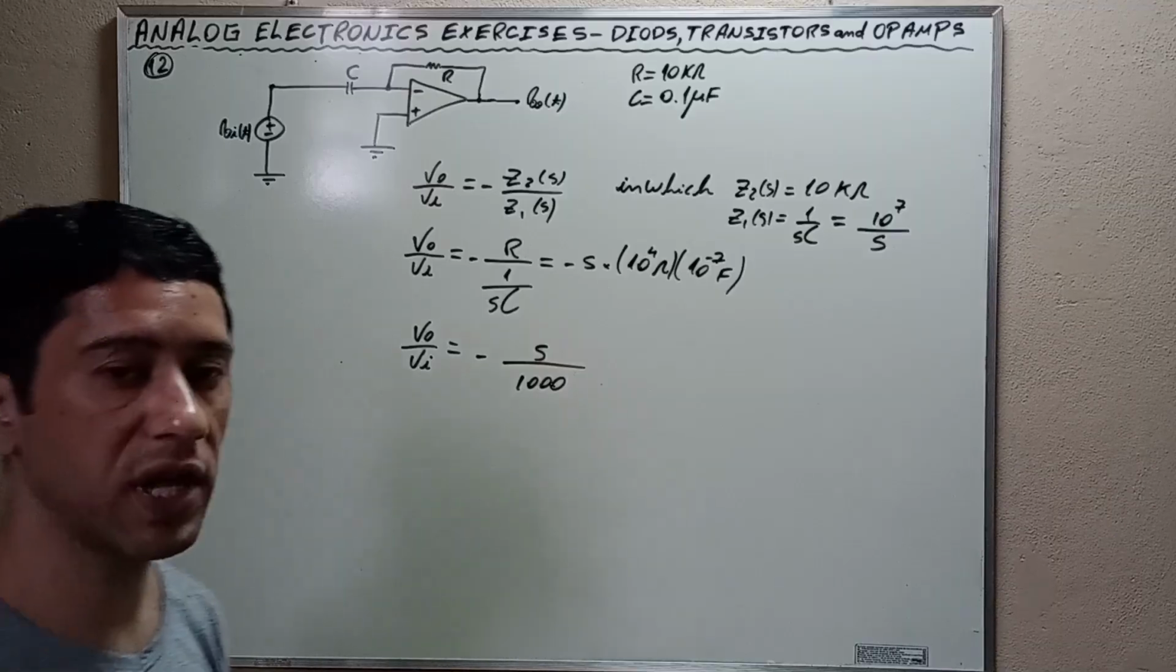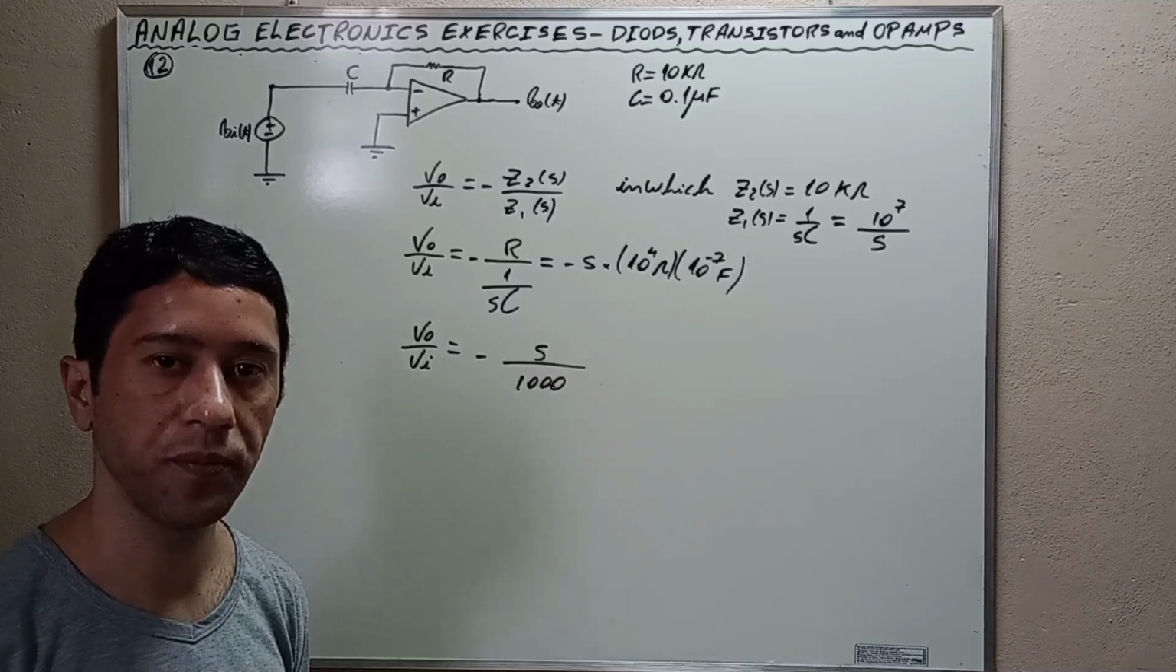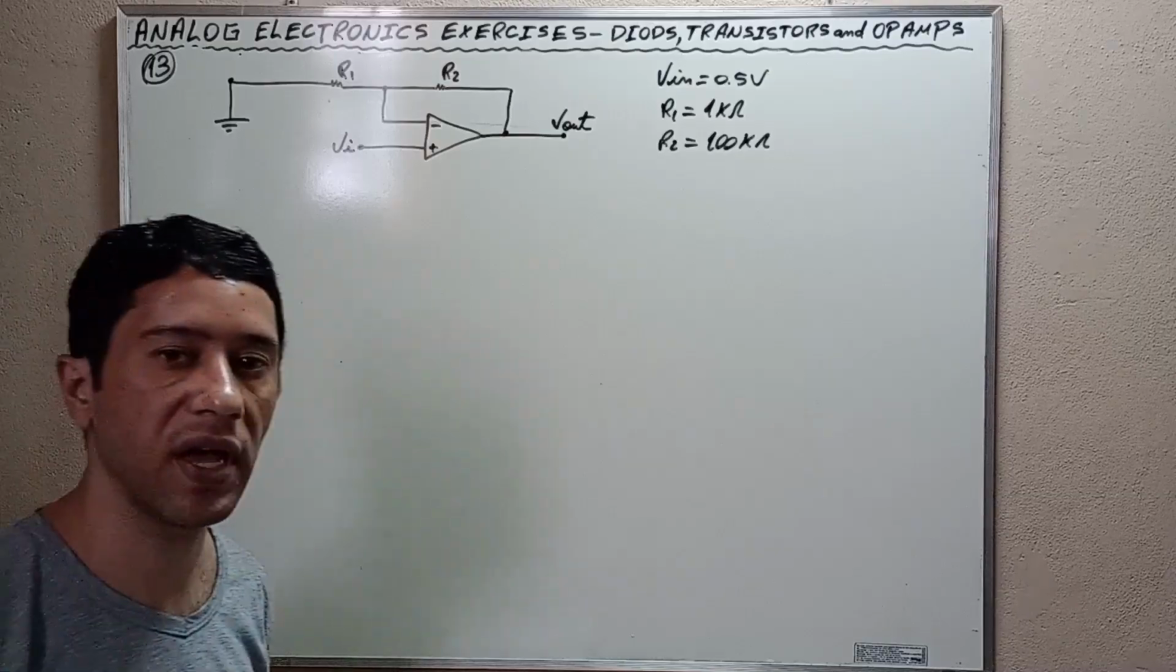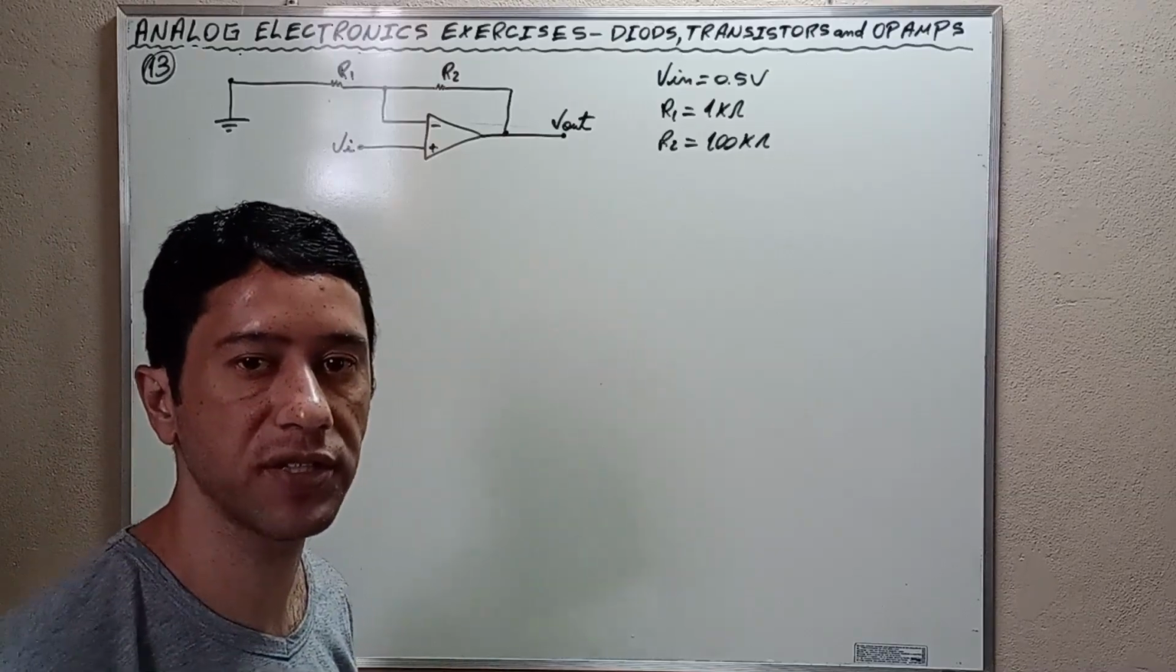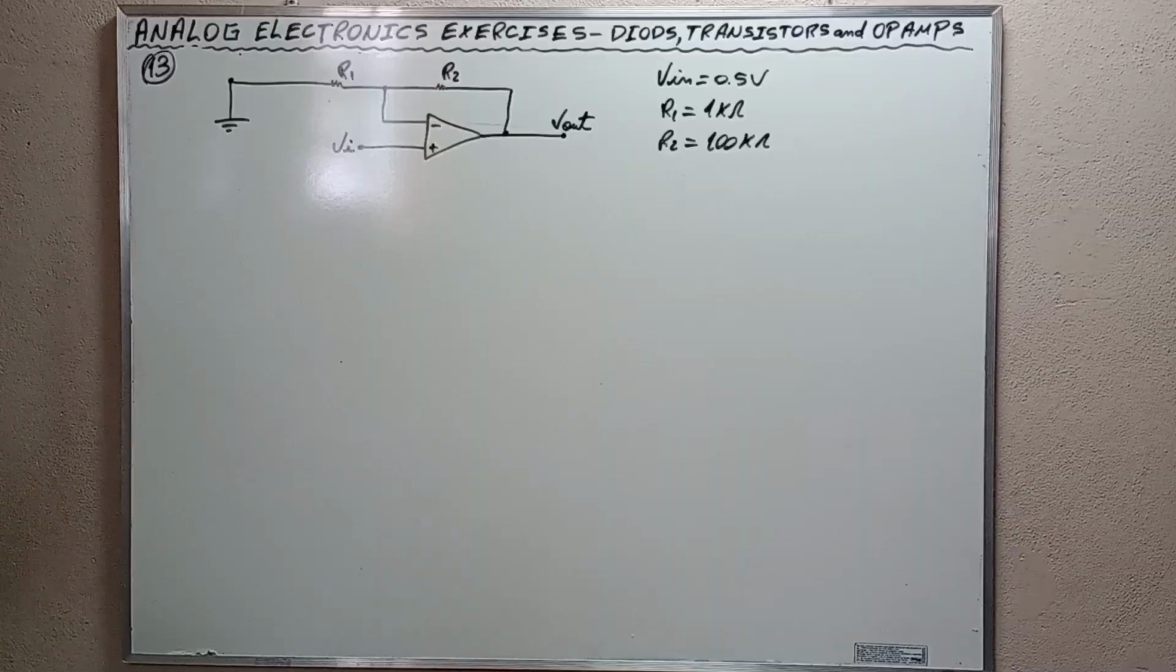And let's go to the last. Let's go to exercise 13. Let's go to the last exercise, my friends, exercise 13. For the circuit of the figure, what is the value of the output voltage if the input voltage is 0.5 volts and R1 is 1 kilo ohm and R2 is 100 kilo ohms? Okay, my friends, that's the question.